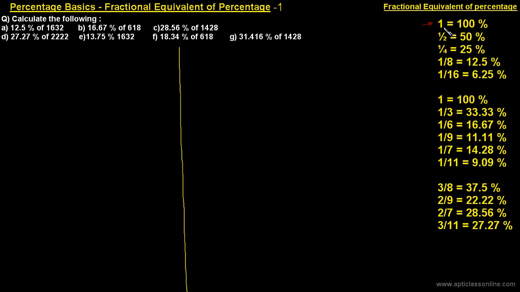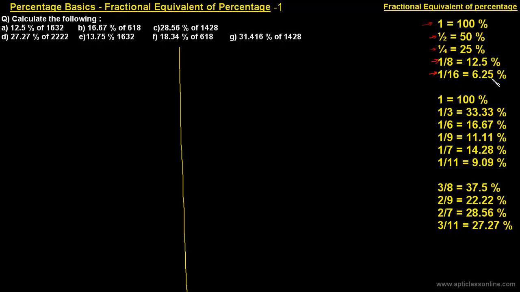If we divide it by 2, both left hand side and right hand side, we get half is equivalent to 50%. That also we know. Then again divided by 2, we get 1/4, that is equivalent to 25%. Again divided by 2, we get 1/8, that is equivalent to 12.5%. Because if we know that 1/4 is equivalent to 25%, dividing it by 2, we get 1/8, that is equal to 12.5%. Again dividing it by 2, we get 1/16, that is equivalent to 6.25%.